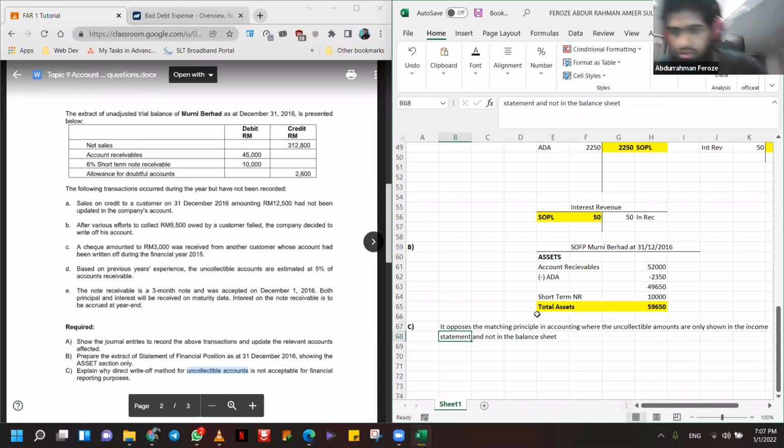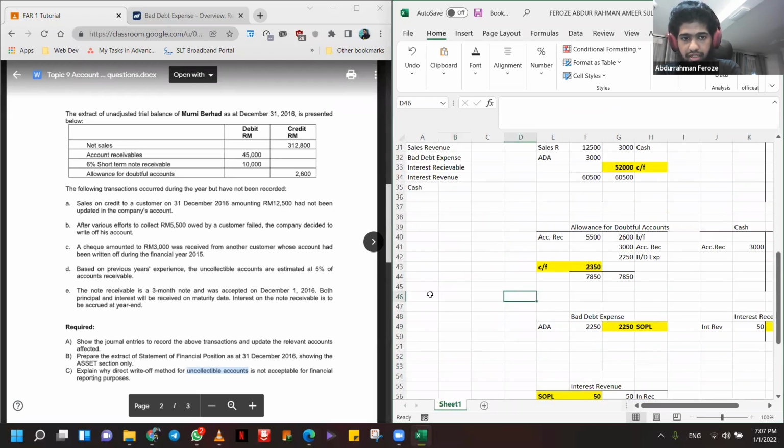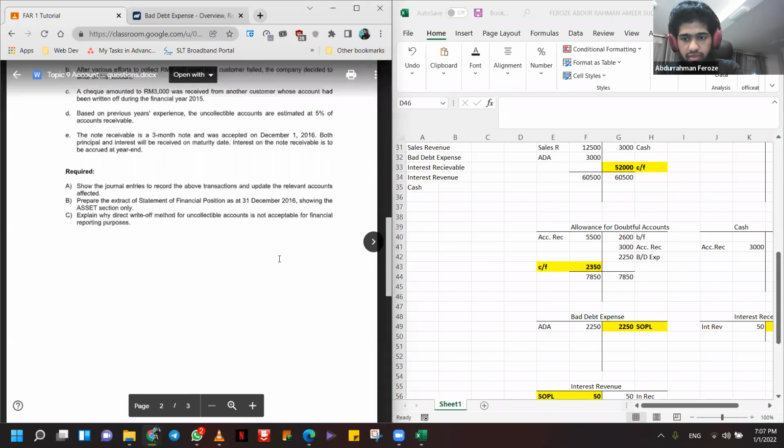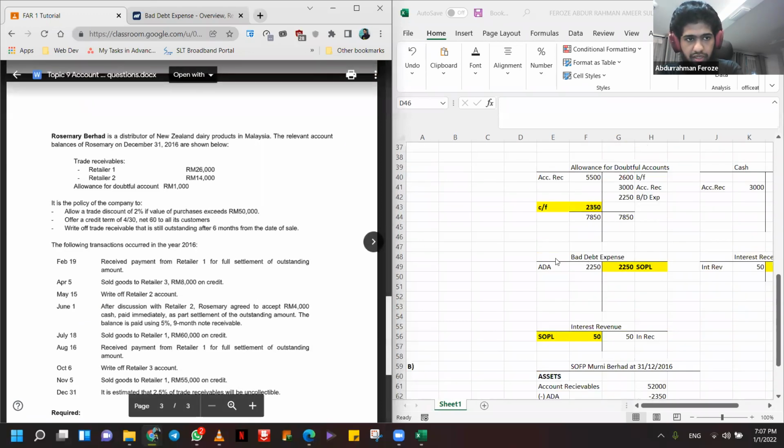If you need a little more explanation on what it is exactly, you can. But saying I gave the explanation in detail, right? So that is this question answered on bad debt expenses. So let's try doing another question. Okay.